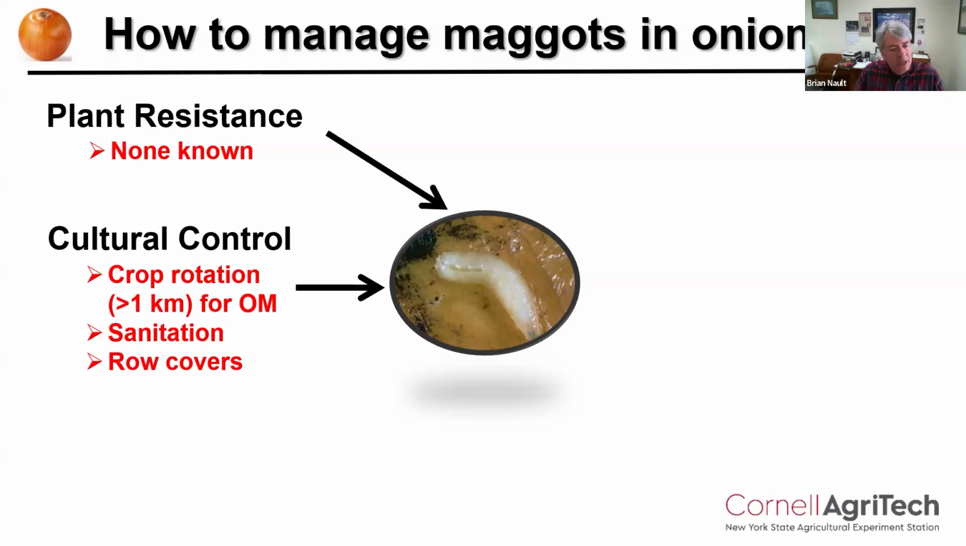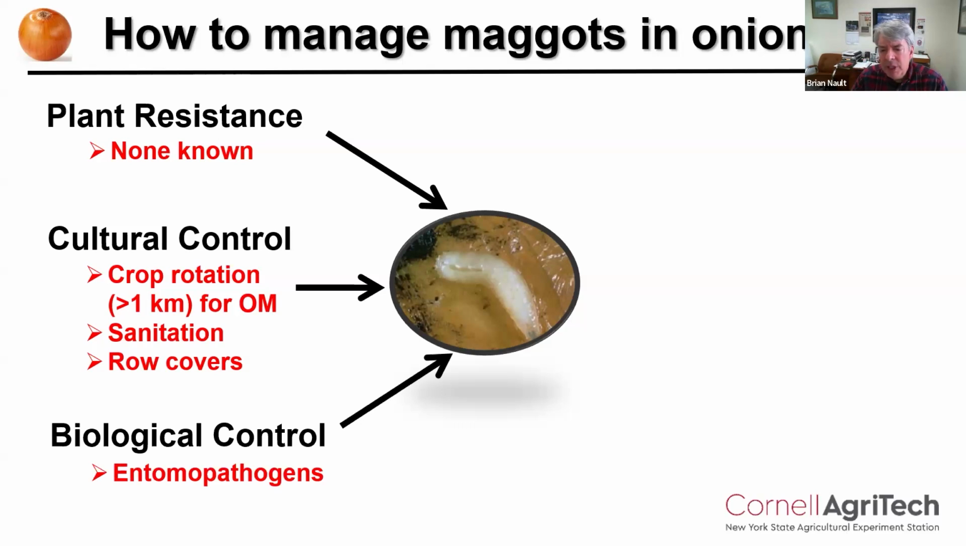Sanitation at the end of the year, try to get rid of cull onions that are left after harvest, which again is very, very challenging. And then row covers, to physically exclude flies from laying eggs on plants. And of course, that's not realistic on large acreages, but could be done on smaller plantings.